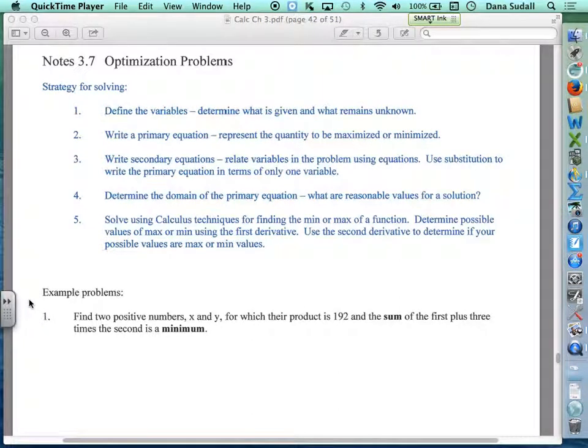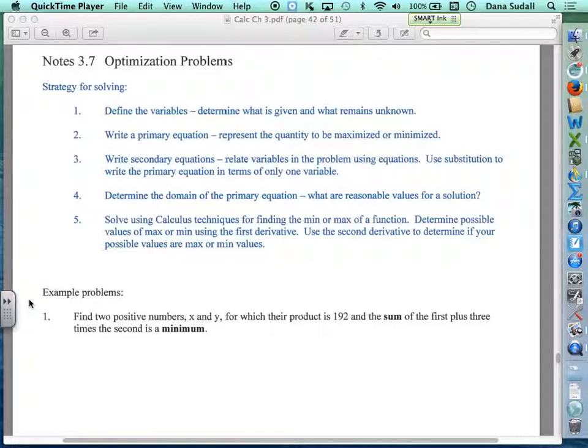If you look at your strategies, we're going to figure out in the problem, what are the variables, what do we know, what don't we know. You may have two different types of equations. A primary equation is the equation that you're going to maximize or minimize. The secondary equation, in some problems you'll have one, and it's just an equation that involves the variables that you have in your primary equation. It will help you to eliminate some of those variables. So instead of having both x's and y's, you can get rid of one of the two variables.